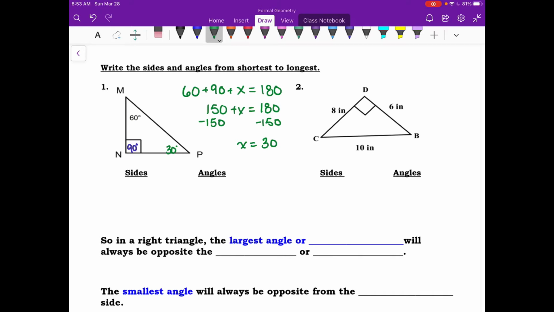So let's go ahead and start with my angles from smallest to largest. My smallest angle is the 30-degree angle, which is angle P at 30 degrees.